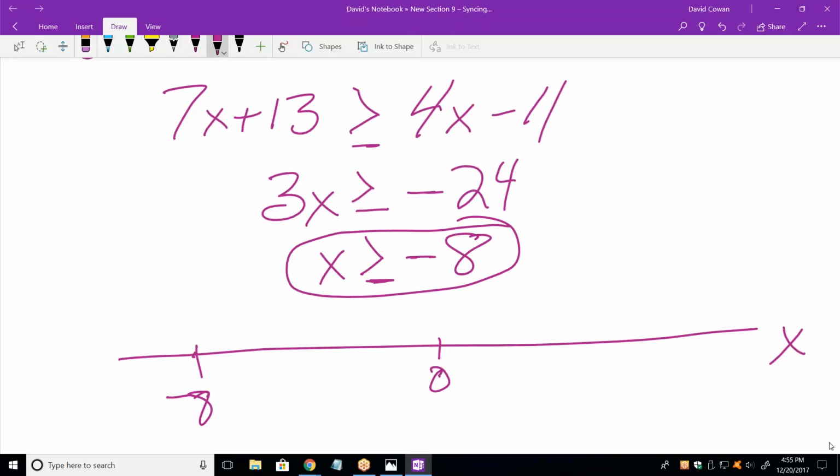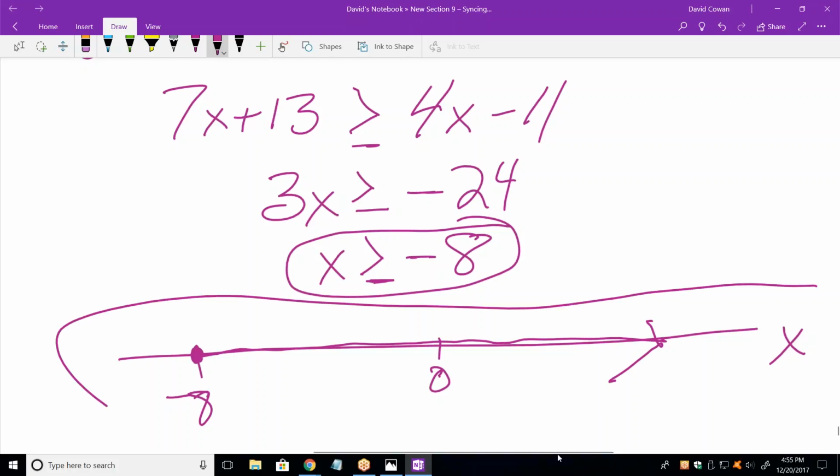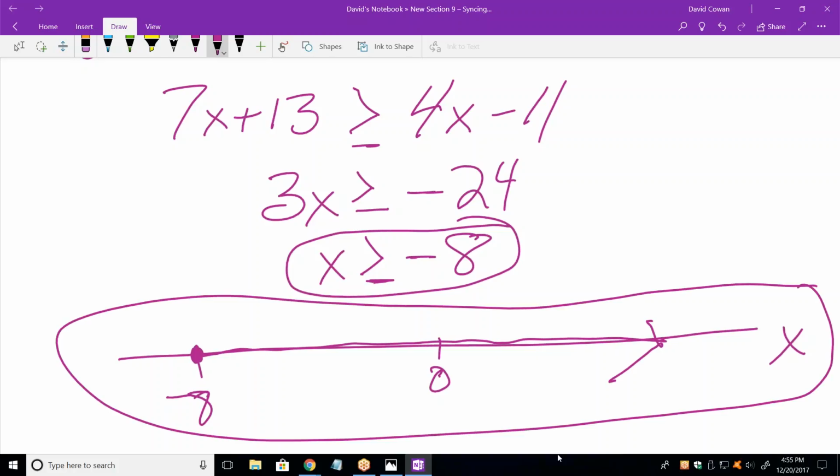Okay, here's what it means. It's a solid dot because it's greater than or equal. If it was just greater than, it would be an open dot. And then I have to indicate the direction. Well, the direction is that way. x is greater than negative 8. So that's the answer right there in terms of graphing it.